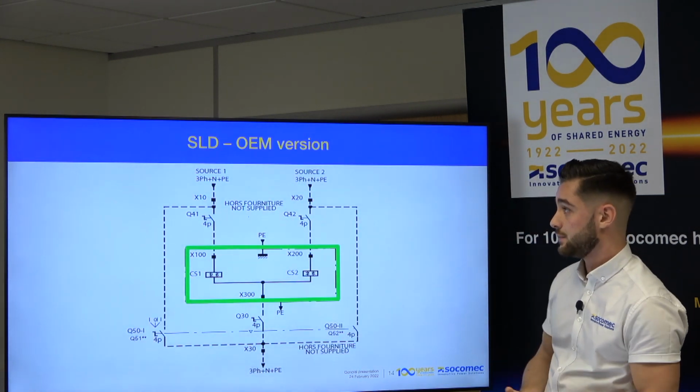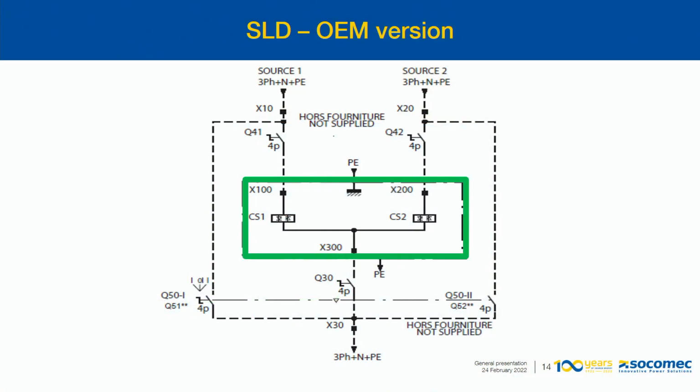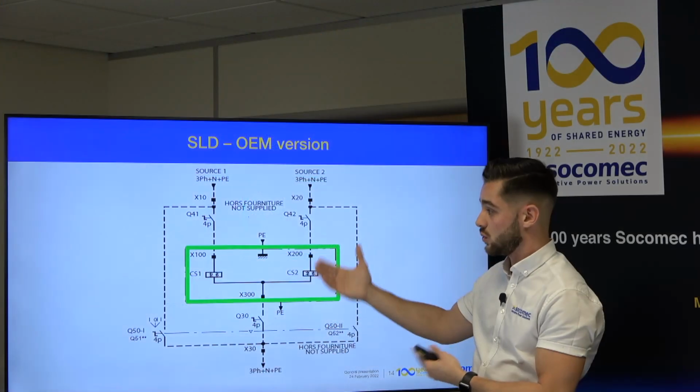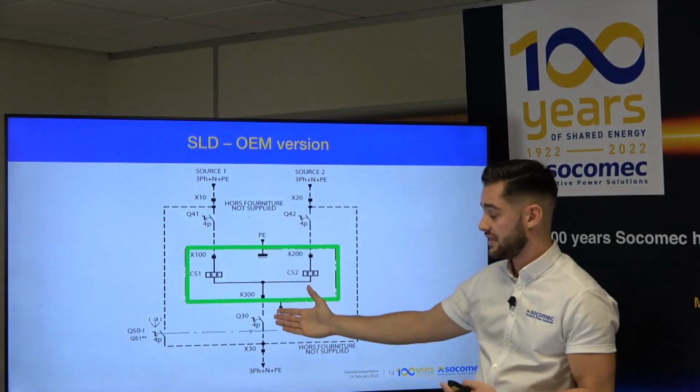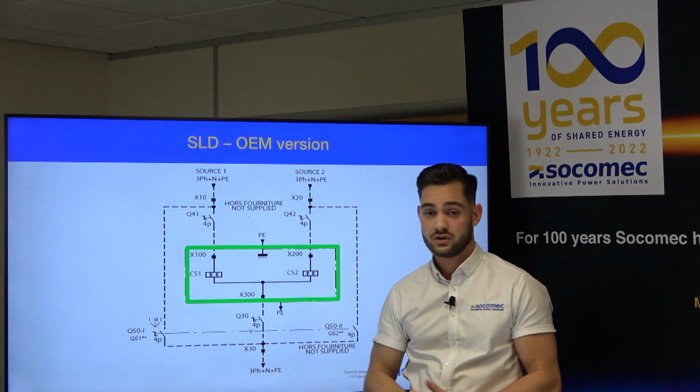Again, here's the example with the single line diagram. As we can see, the green bit here is the system we provide, so the STS chassis mountable we provide, and then we provide the diagram to the panel manufacturer, and they know what to do with the switches to incorporate them, and also with the bypass switch.